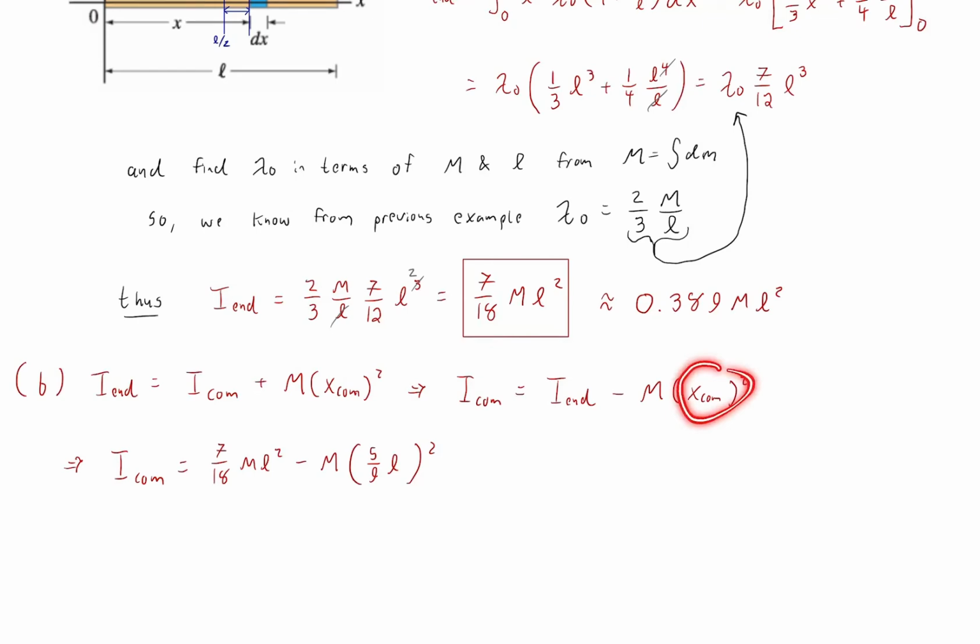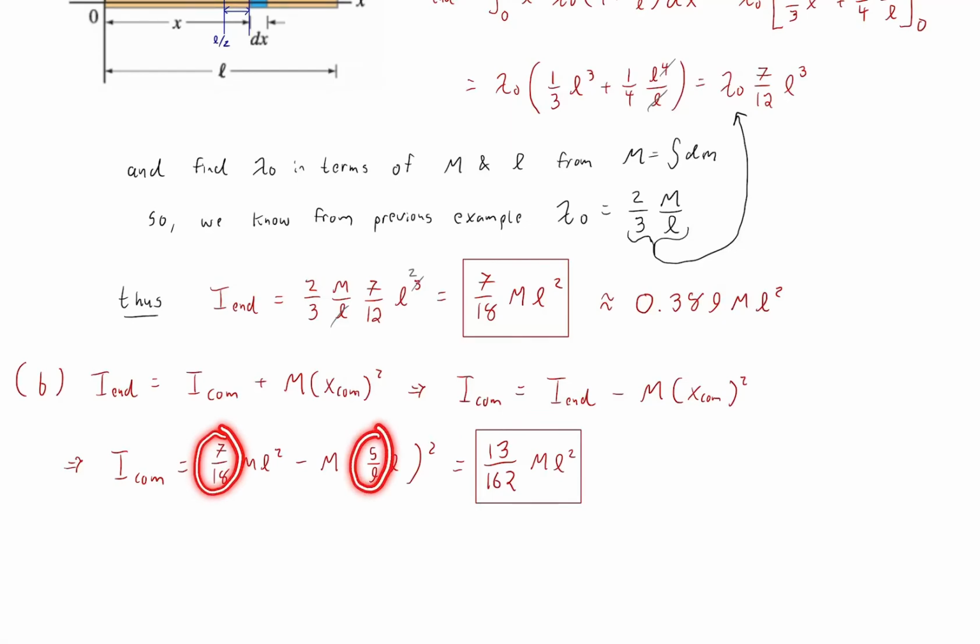All right, so x com we know to be 5/9 L. Again, we know that, but you may have to solve it for a different problem. We know that the moment of inertia of our non-uniform density rod about the end is 7/18 mL squared. Then we're just going to do some algebra to clean this up. These are like terms, mL squared and mL squared, so I'm just taking 7/18 minus 5/9 squared. In other words, 7/18 minus 25 over 81. When I clean up my fraction, it becomes 13 over 162.